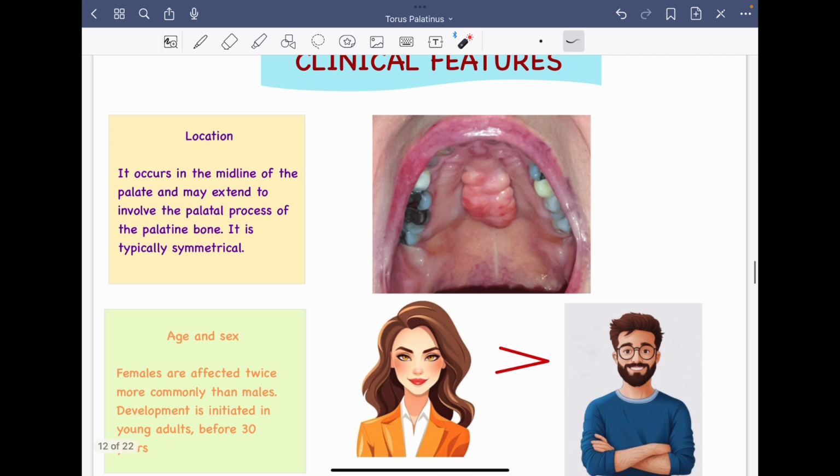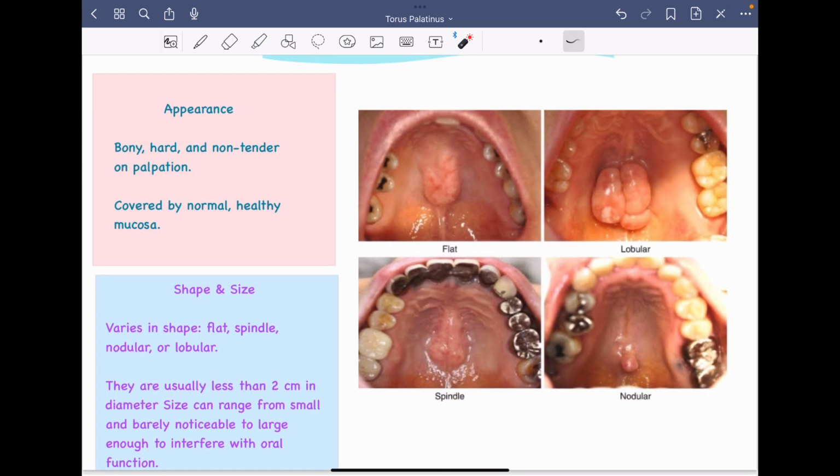So females are affected twice as commonly as males. So it has a predisposition for females. The development is initiated in young adults, typically before the age of 30. So more common in females, and the initiation is before 30 years. Moving on further, let's discuss the appearance. So definitely bony, hard and non-tender on palpation. It is covered by normal healthy mucosa. Here you can see normal healthy mucosa, and hard because it's a bony protuberance.